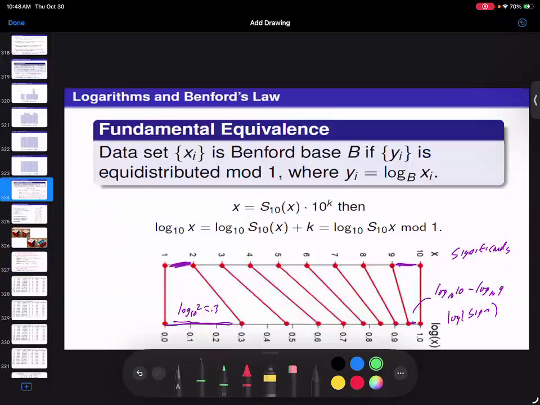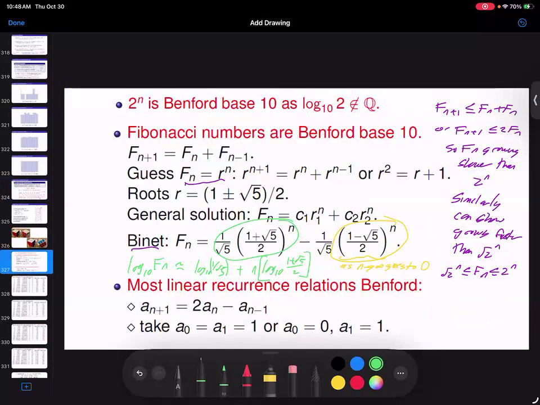So a data set is Benford if its logarithms mod 1 are equidistributed. So that's what we showed over here. If we can show the log base 10 of (1 plus root 5) over 2 is irrational, then we know that the logarithms of the Fibonacci numbers are evenly distributed, therefore the Fibonacci numbers are Benford. So it's a nice homework problem: show the log base 10 of (1 plus root 5) over 2 is irrational.